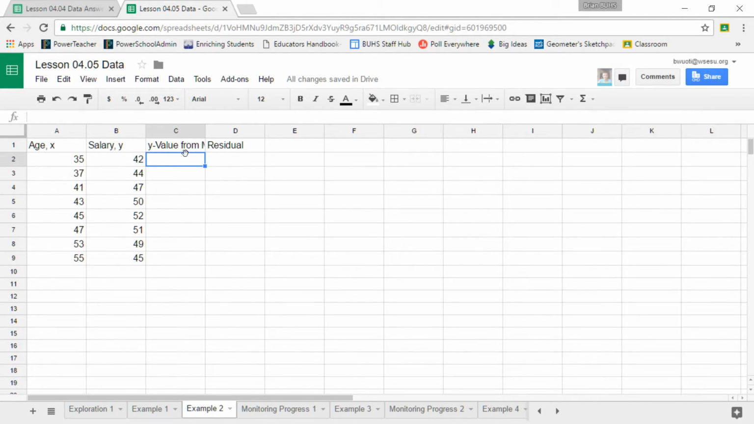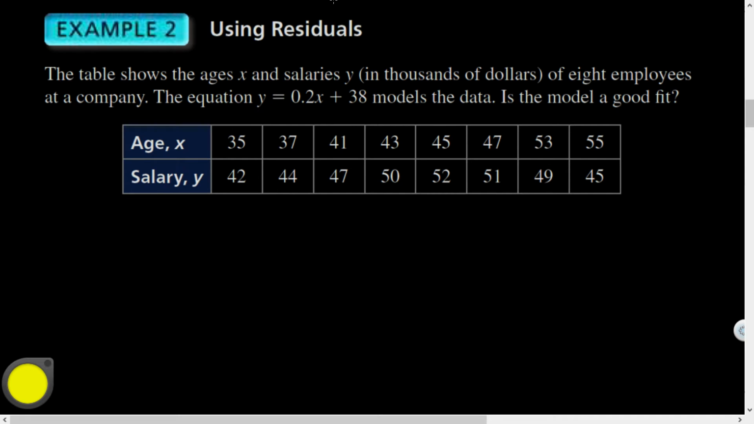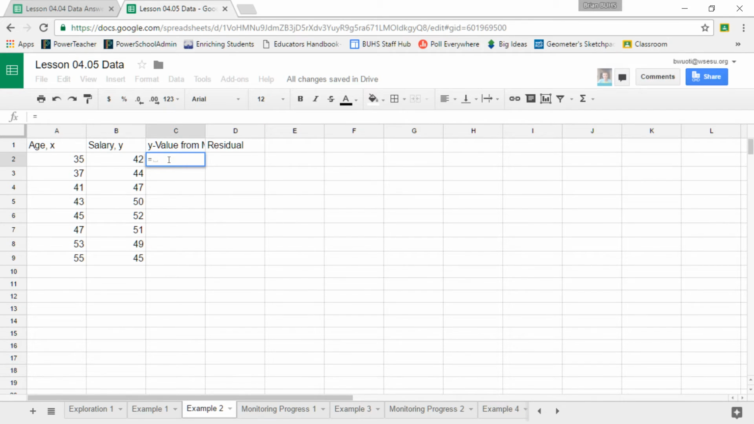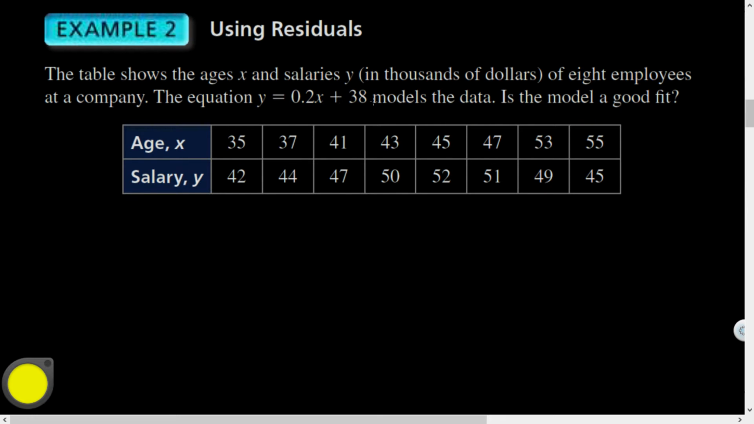In my y value from model column, I'm going to type equals in that cell. Now, what was the model? The model is 0.2x plus 38. So after that equals, I'm going to do 0.2 multiplied by, and where's my x value for this row? My x value is that 35 number. So 0.2 times the 35 cell, A2 is the name of that cell. And then what was the y-intercept? Plus 38.